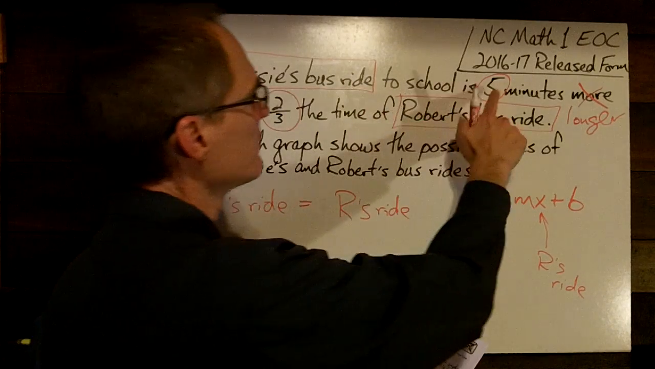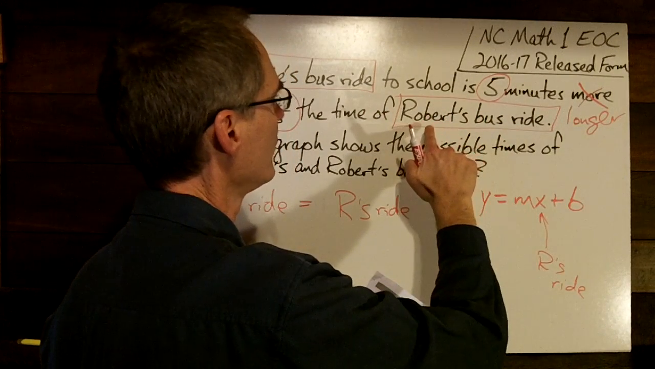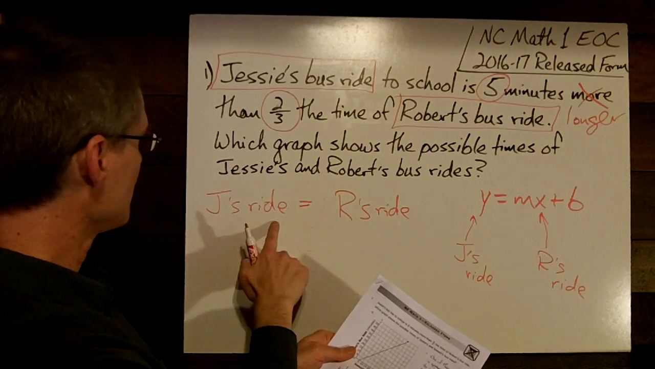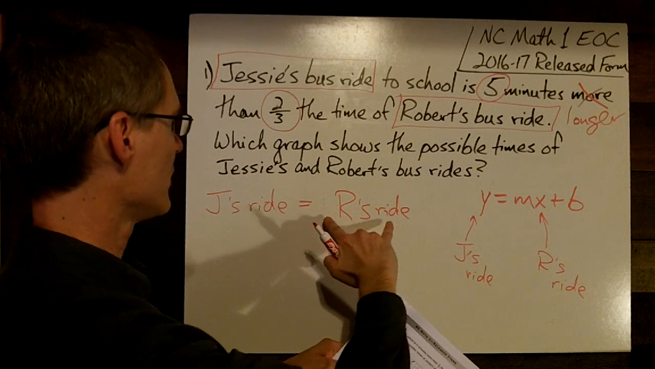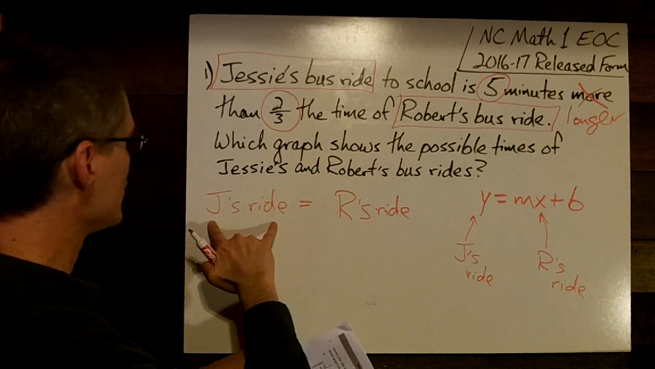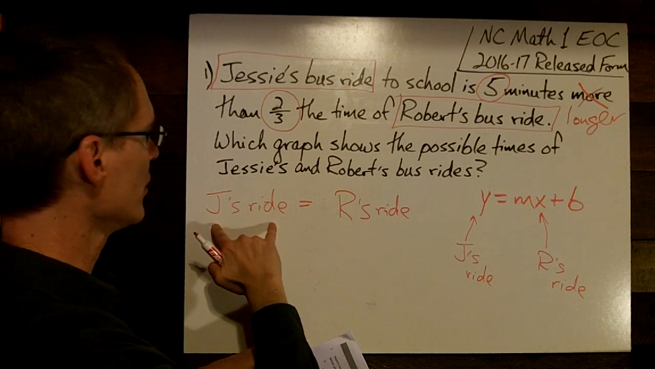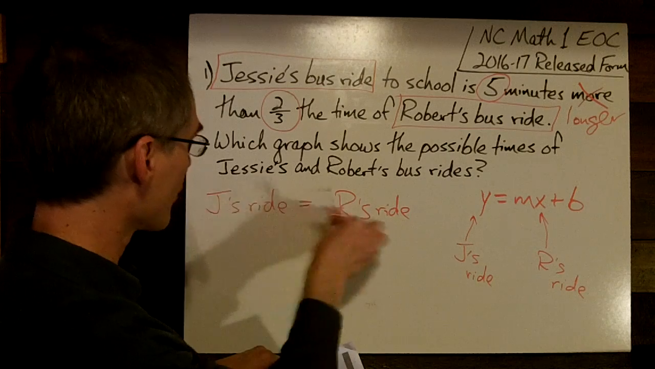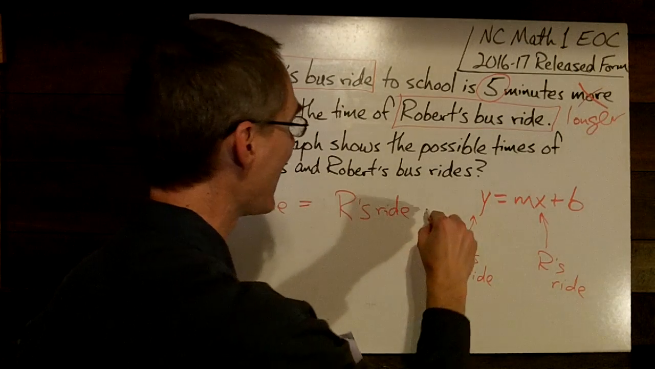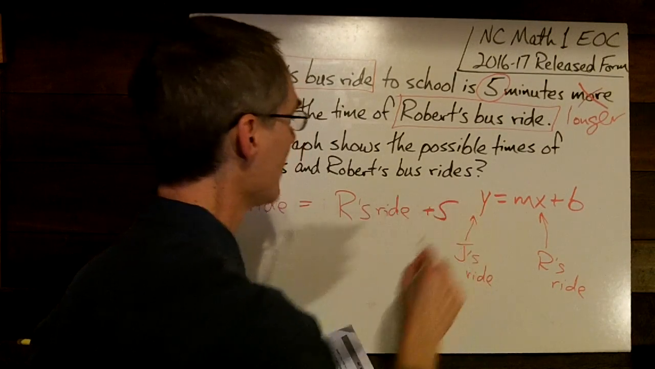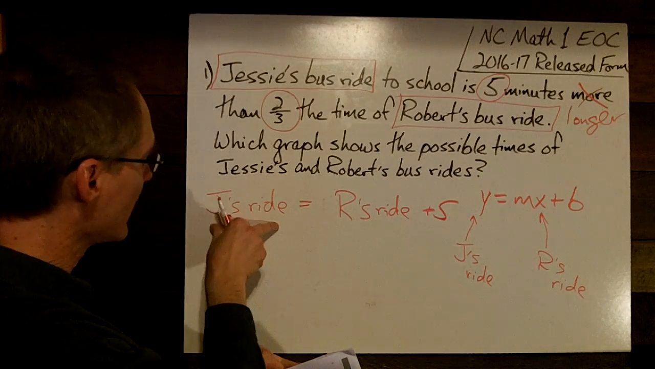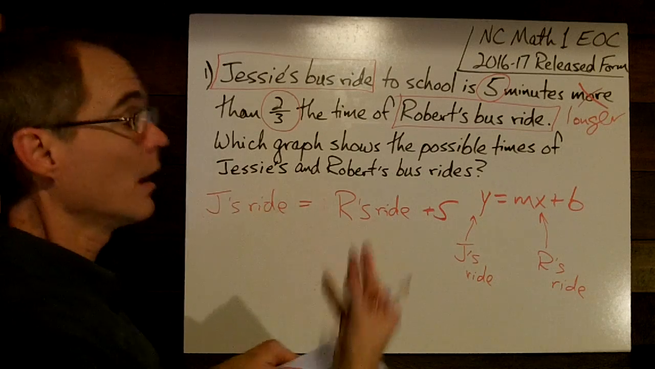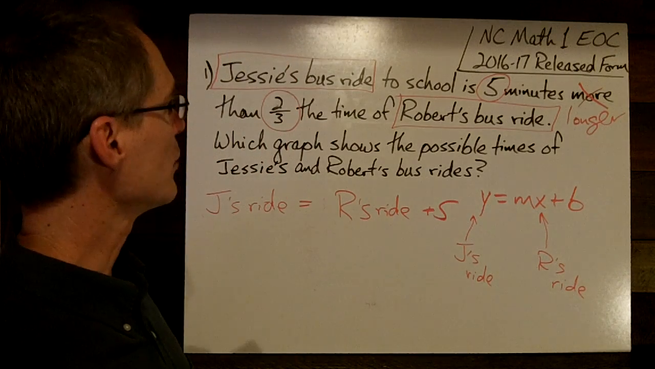Jesse's bus ride is 5 minutes longer than Robert's bus ride. So that means Jesse's bus ride is longer by 5 minutes. So in order for those to be equal, I would have to add 5 onto Robert's, however long Robert's bus ride is. So if I add 5 minutes to the length of Robert's ride, that's how long Jesse's ride would be. Okay, now we're getting somewhere.